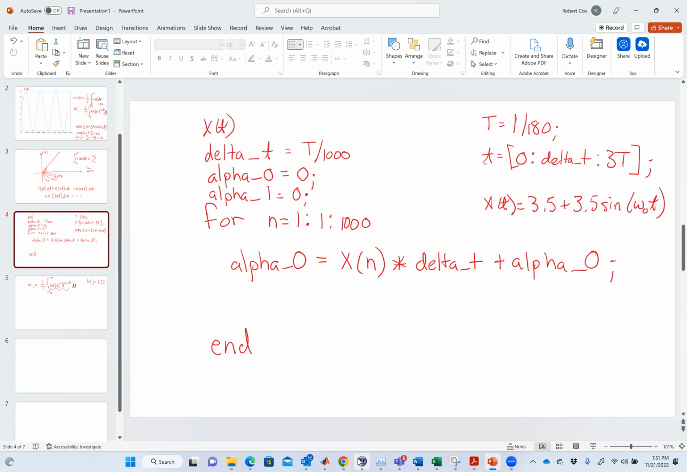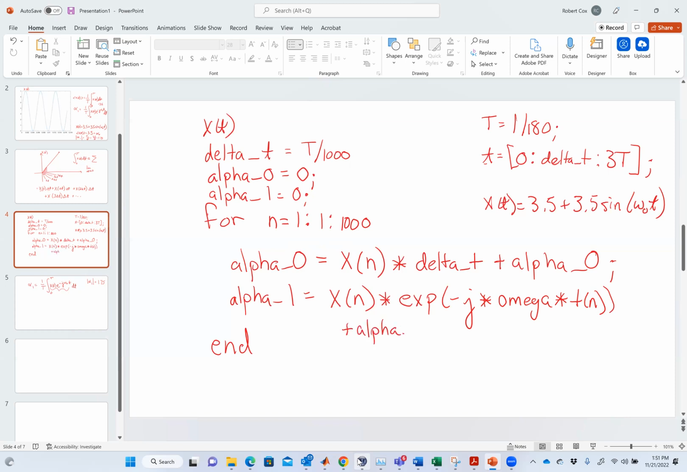So I would now put in here alpha 1 is equal to x of n times what? Exponential negative j times omega naught times what? Not t. T is a vector, so I'd have to say t of n to get that specific point out of it. Then I would have to add that to alpha of 1 because I'm accumulating. Sometimes we call this an accumulator, where you're adding values onto it. That's a common term to use in coding, particularly in controls coding, where I use summations like this a lot.